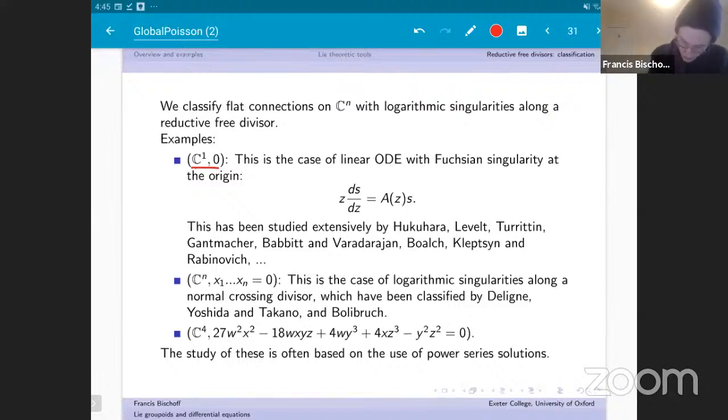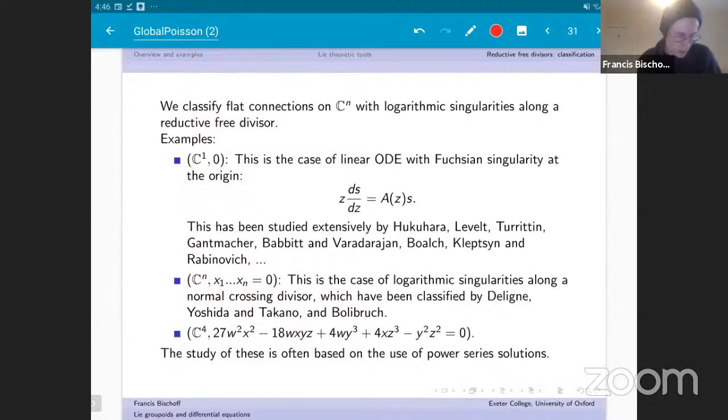Another example is this case. This is the case of logarithmic singularities along simple normal crossing divisors. And these have been classified by Deligne, Yoshida, Takano, and Bolibruch. Another example of this is the discriminant in the space of binary cubics. I'm not aware of any work on this example.